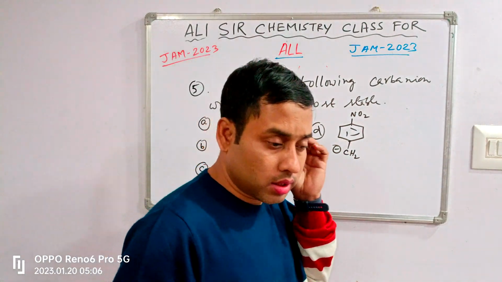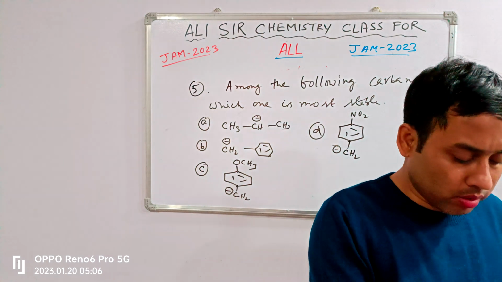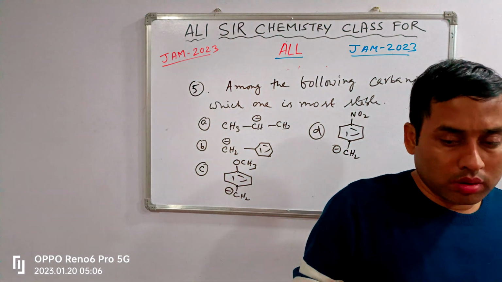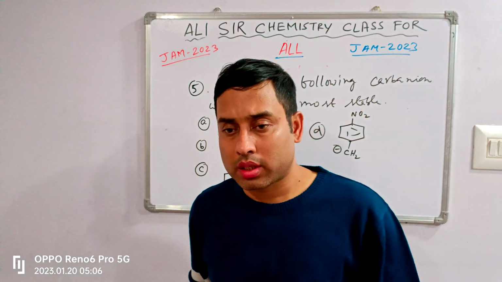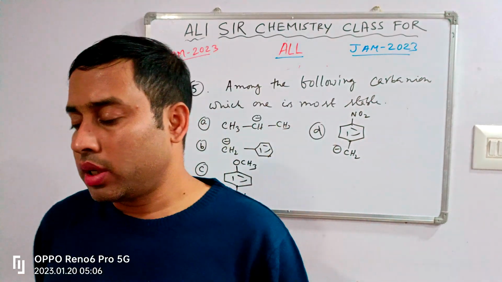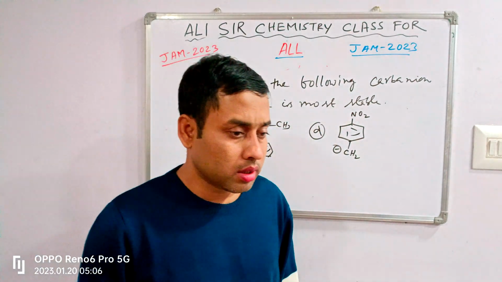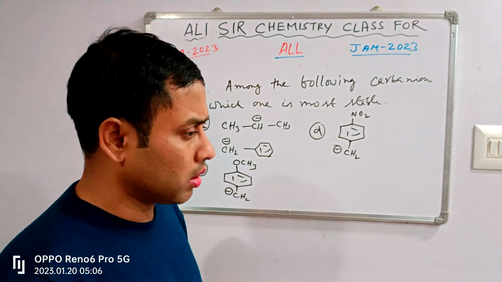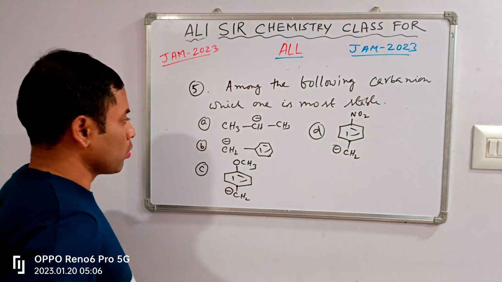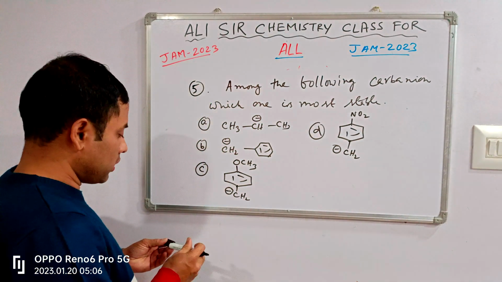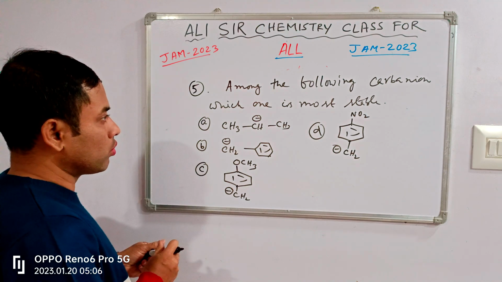This is the first class, so I am discussing some simple questions. I have already told you, not all questions are simple, but relative to JAM this is simple, though not too simple either. So the question is: among the following carbanions, which one is most stable?